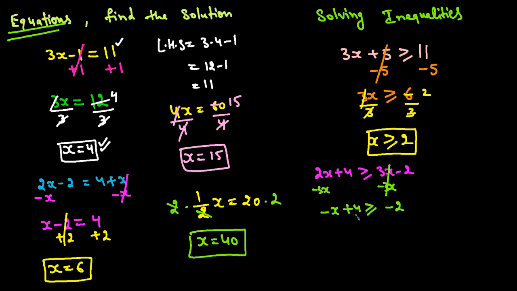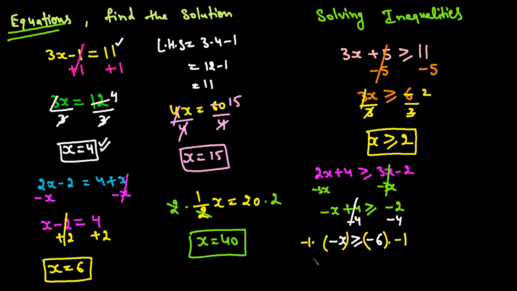Right, now I want to get rid of this 4. Subtract 4 here too, cancel out. I'm left with negative x greater than or equal to negative 2 minus 4, which gives me negative 6. But I just want x to be positive. So what do we need to do? Multiply both sides by negative 1.